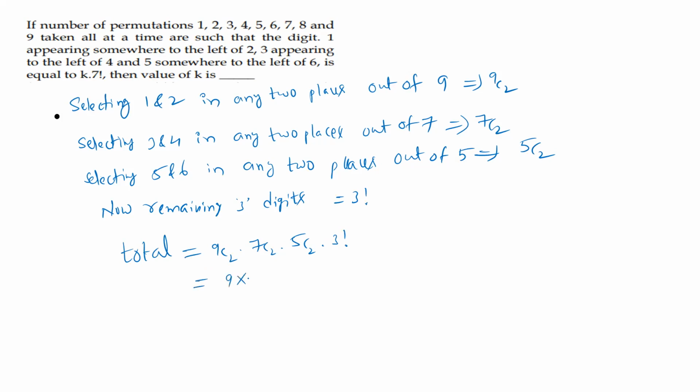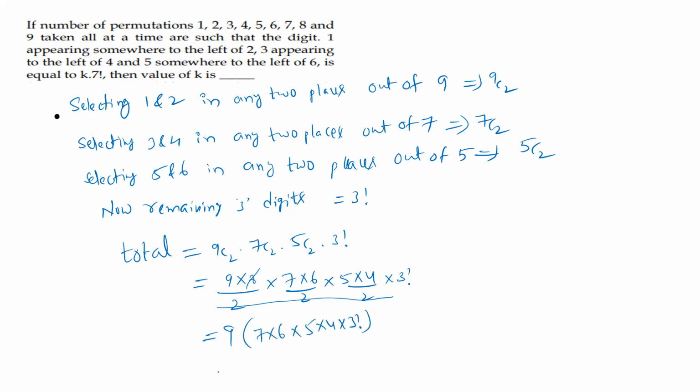factorial. This we can write as 9 into 8 by 2, 7 into 6 by 2, 5 into 4 by 2 into 3 factorial. Now here the 2s, total 8, will be cancelled. How is it given? K into 7 factorial. Okay, now 9 into, you see the remaining part. What is that? 7 into 6 into 5 into 4 into 3 factorial. This whole value I will write as 9 into the expansion of 7 factorial. That's why in the place of k, what is the value? 9. That's why 9 we should enter.